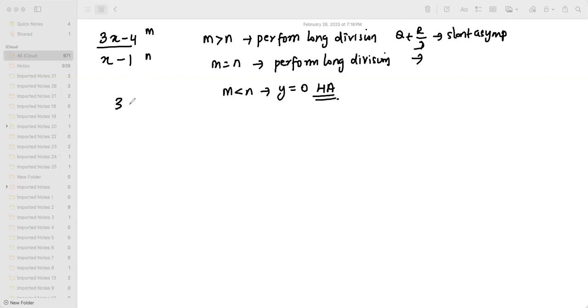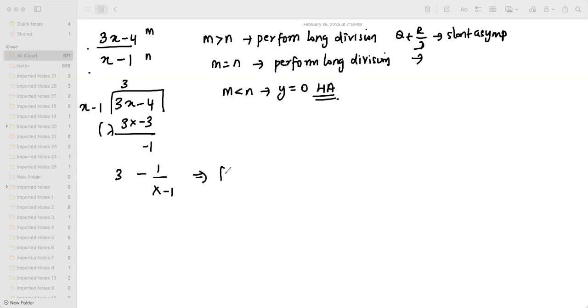Now, 3x minus 4 divided by x minus 1. 3x minus 3, and the remainder is minus 1. So it's 3 plus minus 1 by x minus 1. Now when you look at this, you performed long division since the degrees were both equal. So basically, this function can be written as f of x equal to minus 1 by x minus 1 plus 3. Any questions here, guys?